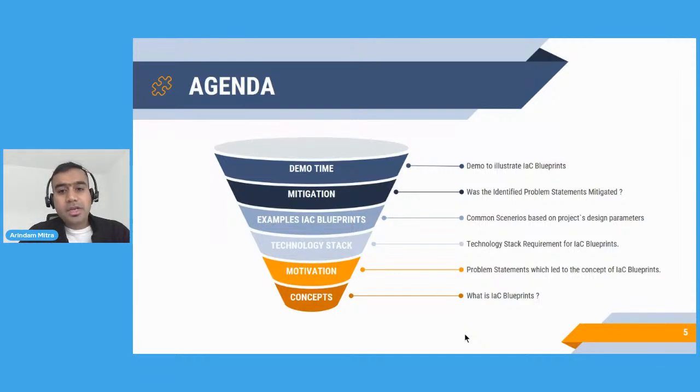And then there is a slide about mitigation. The mitigation slide will demonstrate whether the problem statements which I have identified in the motivation slide were mitigated with infrastructure as code blueprints. So this is all about the slides, and then there will be a demo. I have, I think, 3 or 4 small demos because I wanted to cover all the aspects of the infrastructure as code blueprint topic. So let's jump into it.